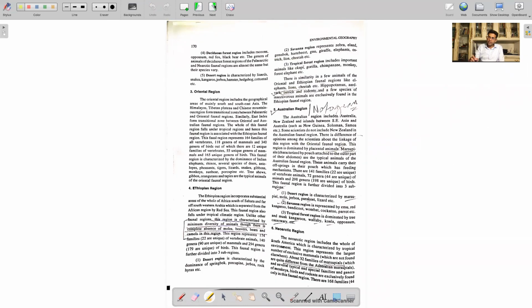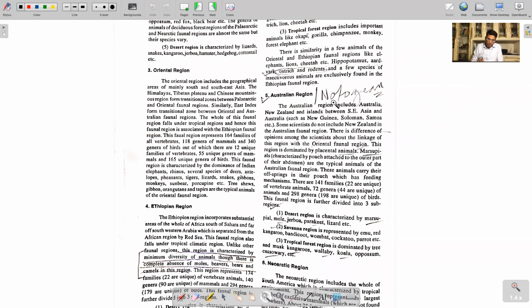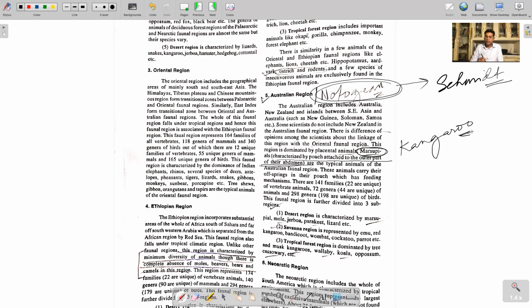If you look at the Australian region, this is the Australian region here. This is also called Notogean. The term Notogean was used by Schmidt in his classification. And this is unique. It has marsupials. The pouch attached to the outer abdomen. So this is kangaroos. And what happened was, because it remained separated, large carnivorous animals did not invade here.